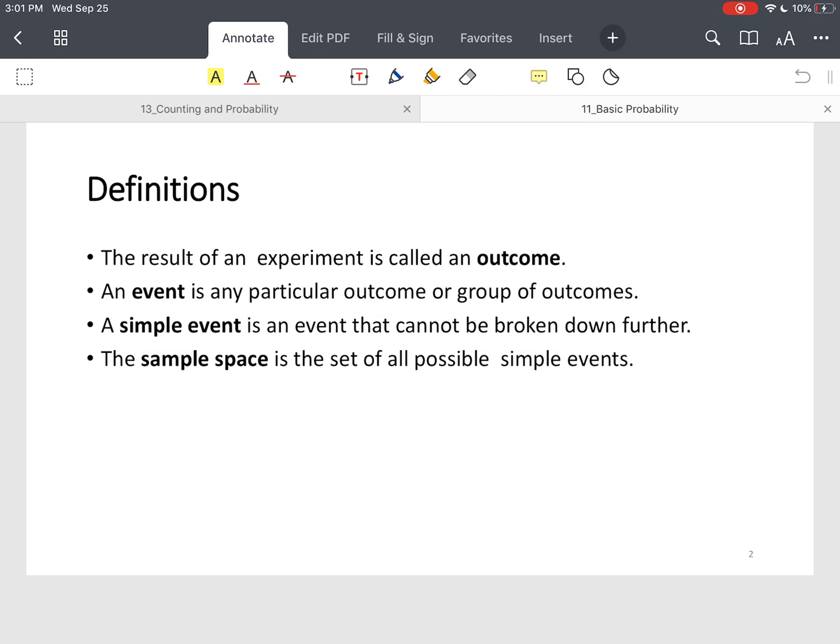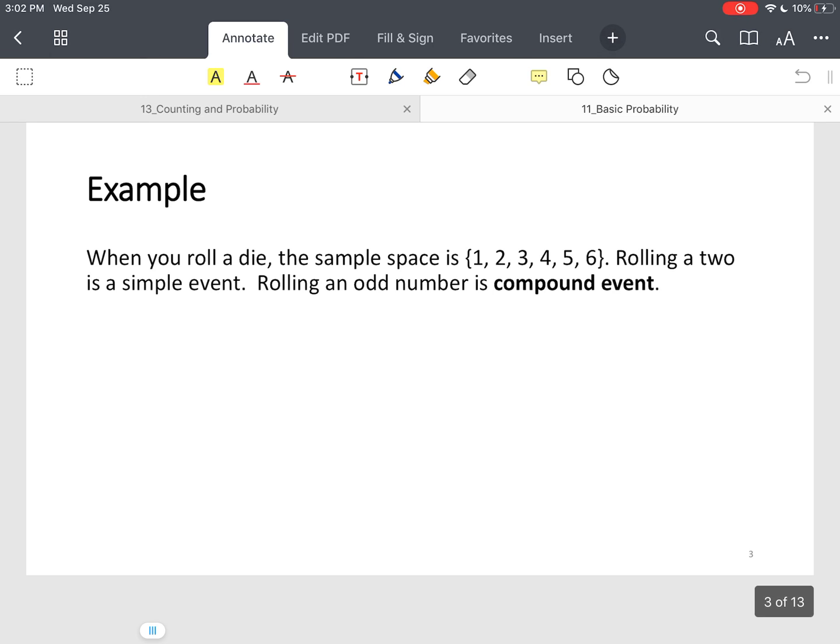The result of an experiment is called an outcome. Okay, so you've got an outcome, and an event. Notice, an event is a particular outcome or a group of outcomes. A simple event means that an event cannot be broken down any further. And then a sample space is just a set of all your simple outcomes. And then you have what's called a compound event.